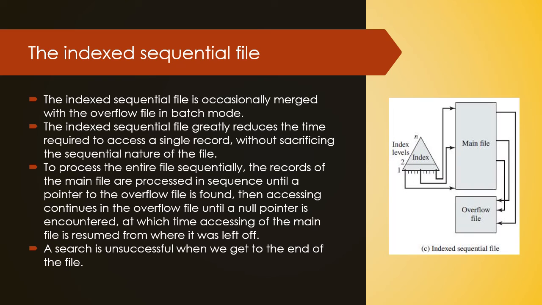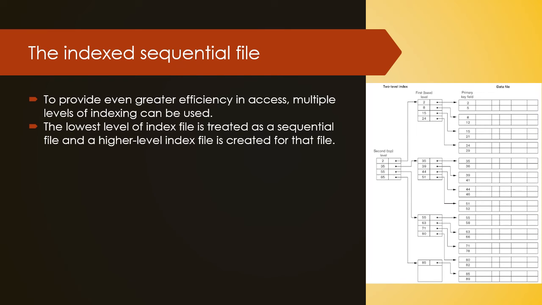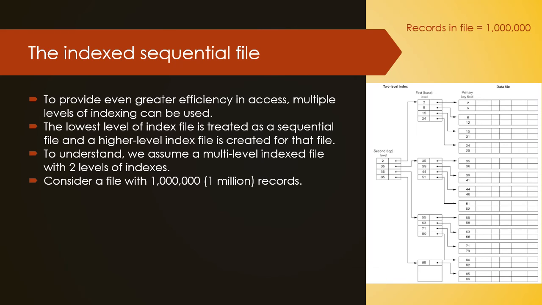A search is unsuccessful when we get to the end of the file. To provide even greater efficiency in access, multiple levels of indexing can be used. The lowest level of index file is treated as a sequential file, and a higher level index file is created for that file. To understand, we assume a multi-level indexed file with two levels of indexes.